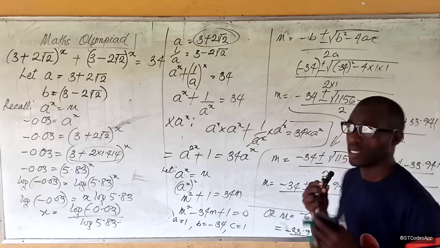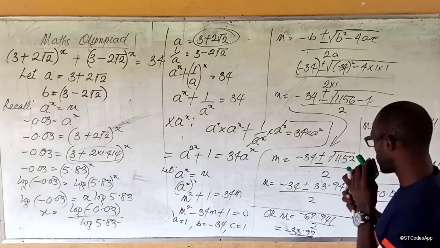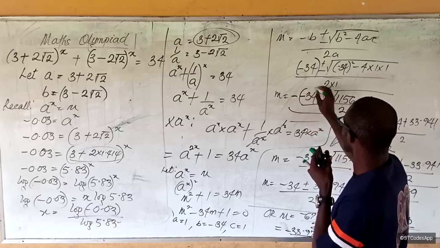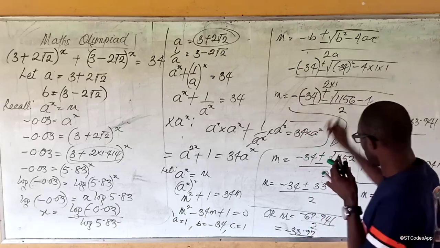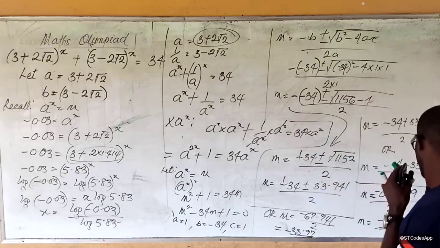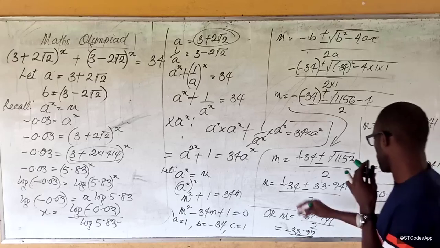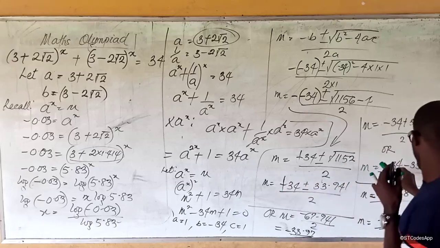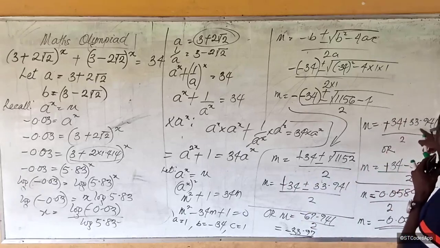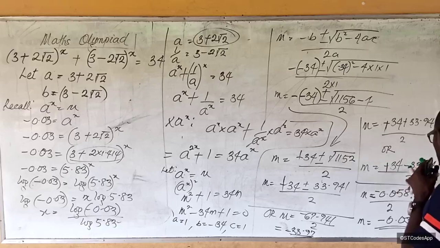Hello. All right. So it's supposed to be minus 34 here. Minus 34. All right. So here it becomes plus. Is that okay? And here it becomes plus also. So that here it is plus. So this plus this over 2, and this minus this over 2.